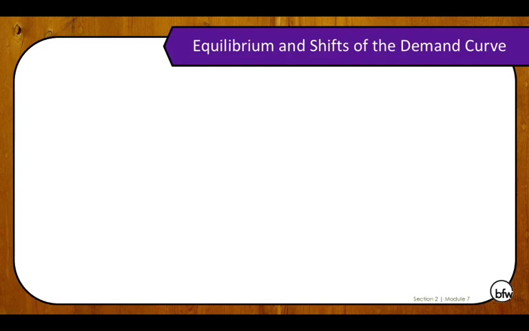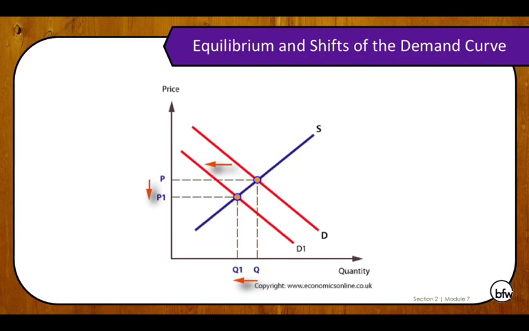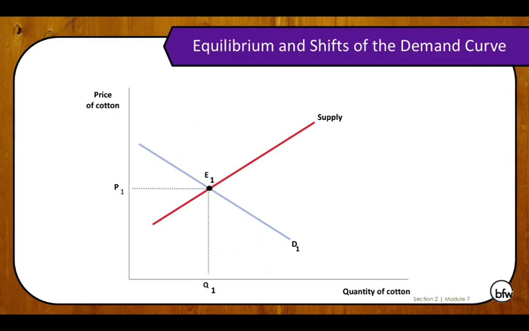So now, let's look at equilibrium and shifts of the demand curve. The discussion of market equilibrium might imply that once equilibrium has been reached, the story is over. But the world, and by extension the markets for goods and services, is constantly changing. Much of those market changes can be explained with simple supply and demand analysis.